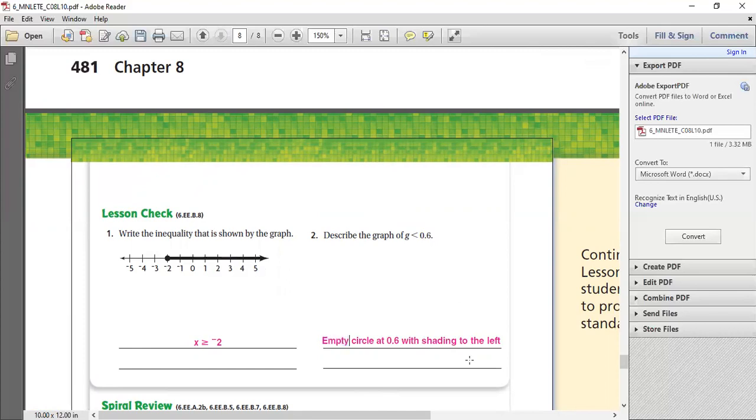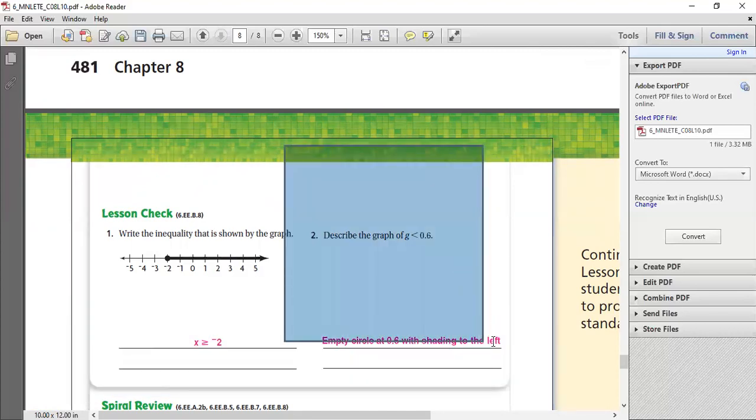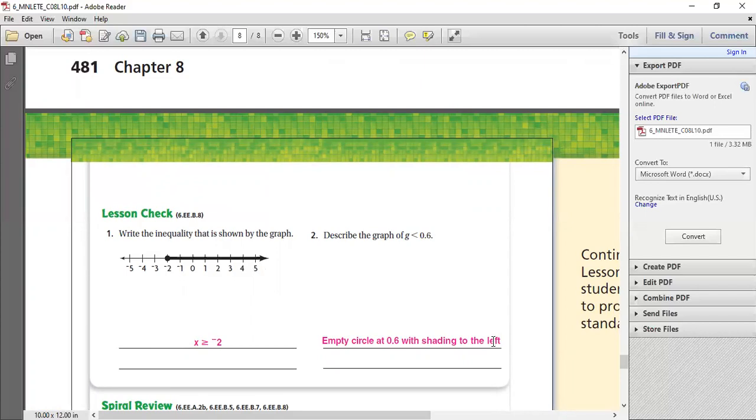So this is the way they have given in the book. This is the teacher's book, right? So you can explain the same thing in any way you want to. And it's going like how you will graph g is less than 0.6 on a number line. You can write it in your own words.